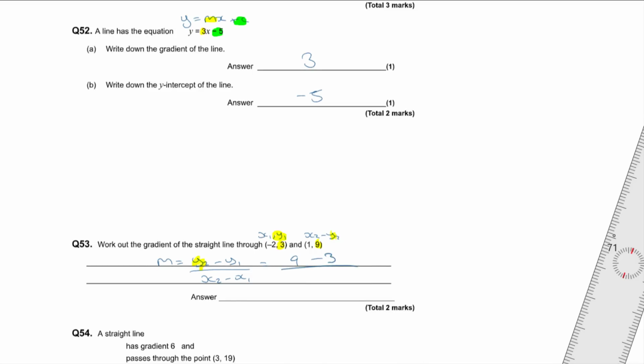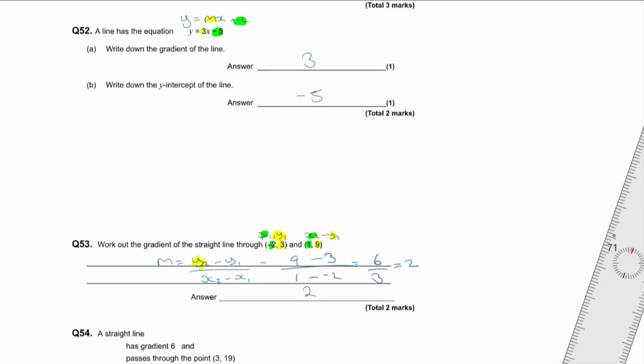And then underneath there, I've got x2. x2 is that 1 there. So 1 minus, then x1 is that -2. So 1 minus -2. So 9 take away 3 is 6. 1 take away -2 is 3. So I've got 6 divided by 3. So that's 2. So the gradient is 2.